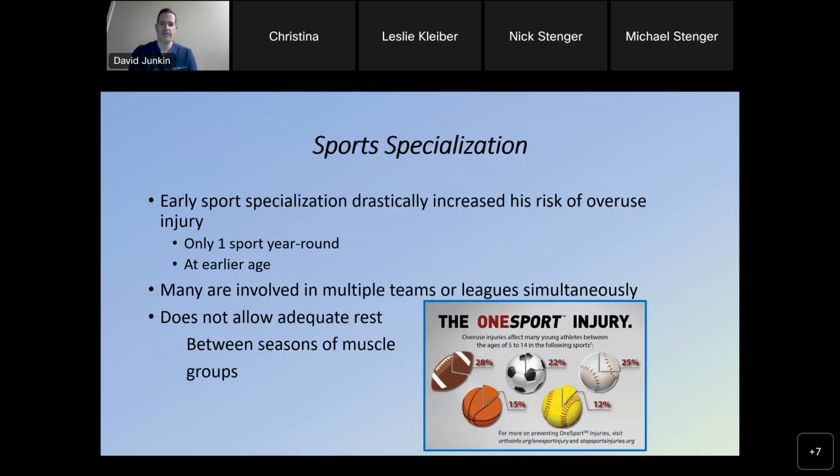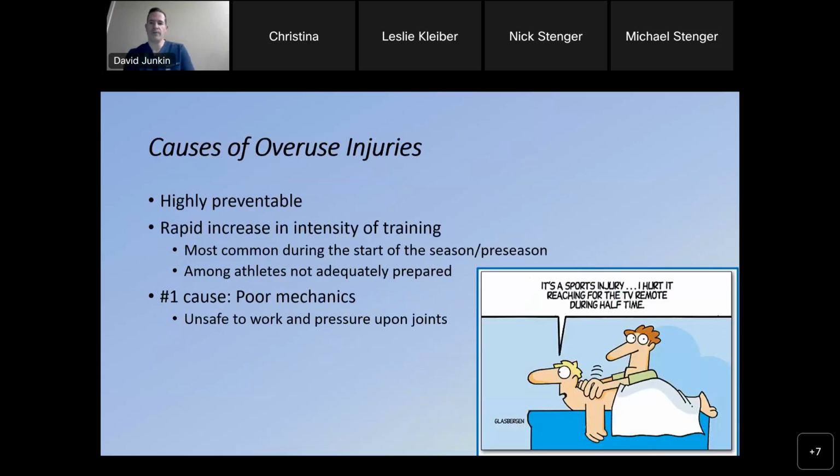It can be a big problem, particularly if the young player is a pitcher and he pitches for multiple teams simultaneously. This does not allow for adequate rest and puts a lot of stress on these growing bodies. These overuse injuries are very highly preventable. Most of the time they occur in the fall, when we see the kids coming back from their summer breaks and they were not keeping themselves fit, and they try to increase their training too rapidly, and they get these overuse injuries. The biggest cause of this really is poor mechanics.